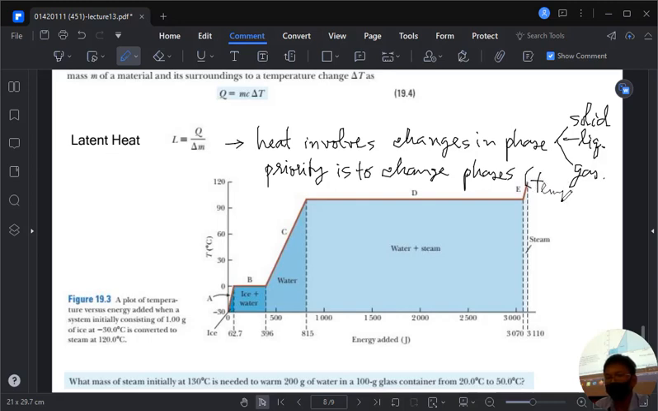Temperature does not change. We don't know why, but this is what happens. When you are boiling water, the temperature will be fixed until you reach the point where there is no remaining water, only steam. Once you have steam, the temperature can increase again. Okay, it always happens like that.